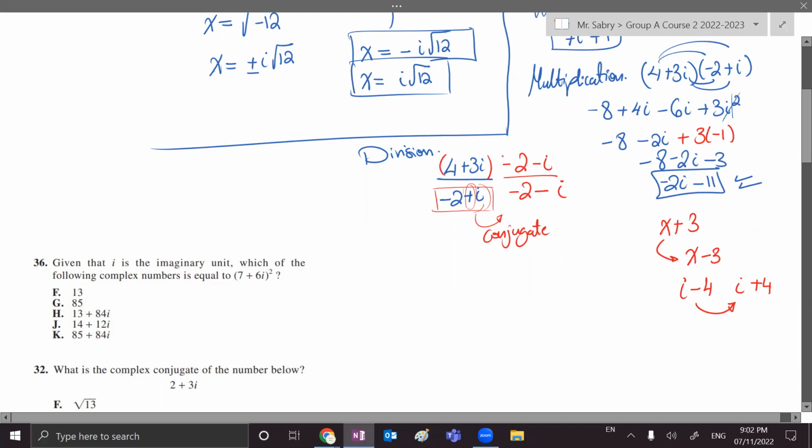Now on top I'll start multiplying normally. I'll distribute as we just learned. So 4 times negative 2 is negative 8. 4 times negative i is negative 4i. 3i times negative 2 is negative 6i. 3i times negative i is negative 3i squared.